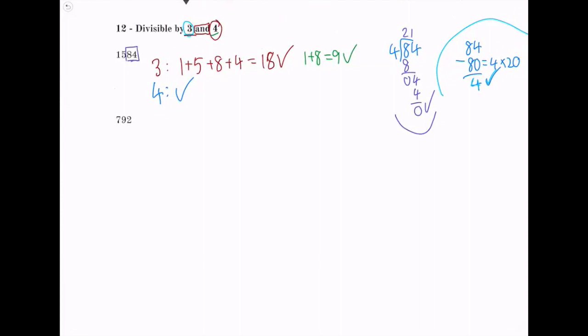Let's try another example to hopefully clear it up. So for 3, what do we do? 7 plus 9 plus 2. 18. Then.